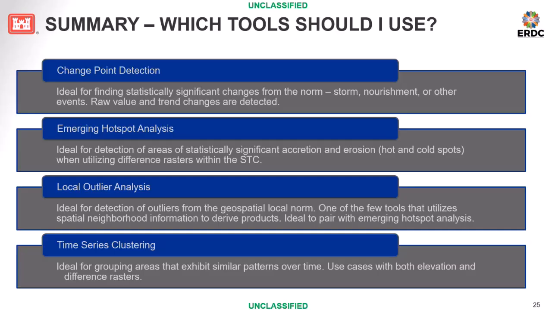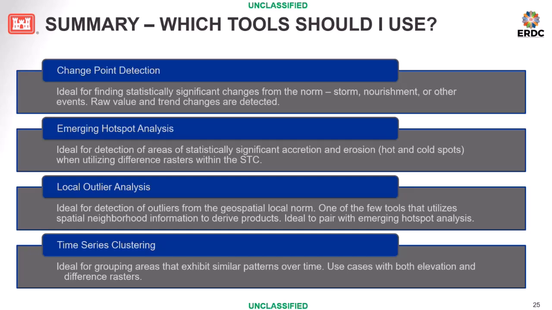Your emerging hotspot analysis is going to be ideal for detection of areas that are statistically significantly increasing or decreasing in sedimentation. So you have your hot or cold spots when utilizing the difference rasters that Scott talked about earlier. Your local outlier analysis is ideal for detecting outliers from the geospatial local norm, and it's one of the few tools that utilizes that spatial neighborhood information to derive its results. It works really well in pairing with emerging hotspot analysis. And then your time series clustering is ideal for grouping areas that exhibit similar patterns over time, with use cases with both elevation and difference rasters.